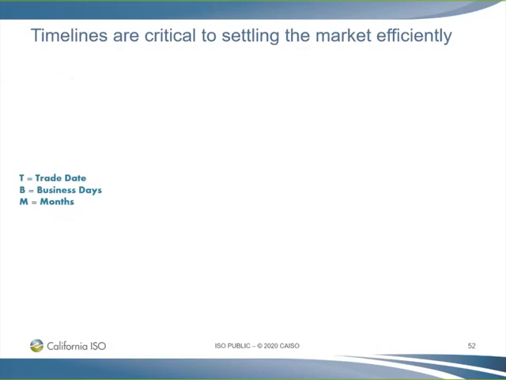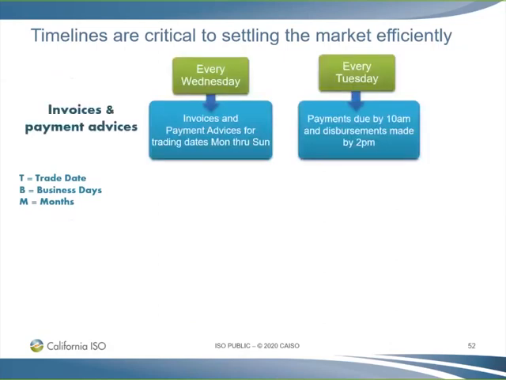So each entity will receive a series of settlement statements by trade date. Initial settlement statements are only an estimate of the final result, and marginal adjustments may need to be made several months after the trade date.